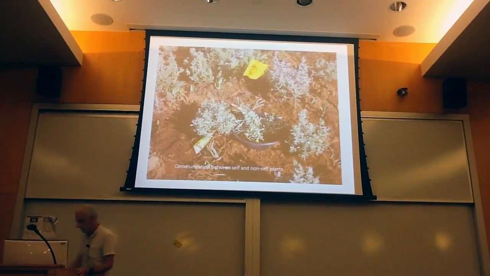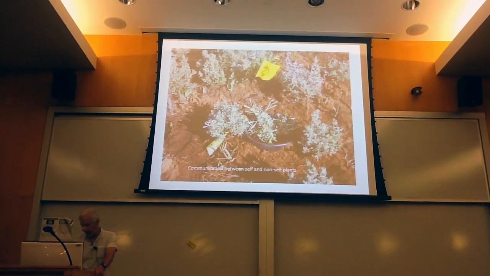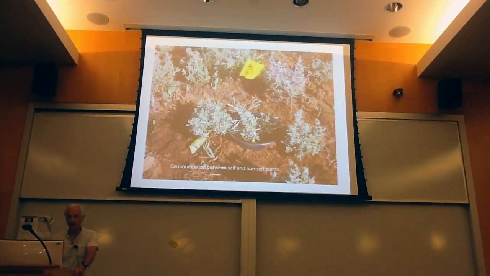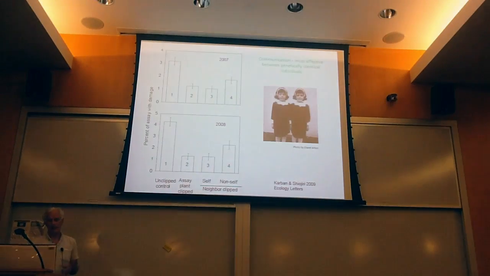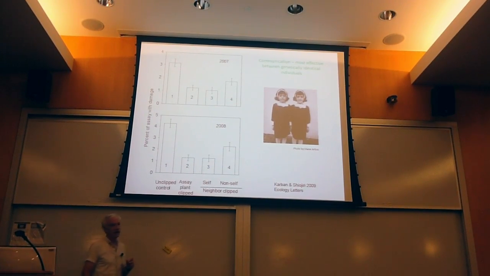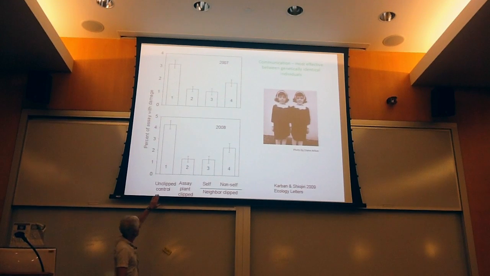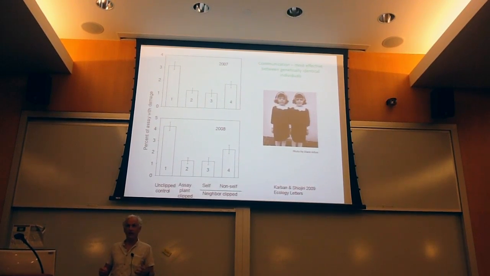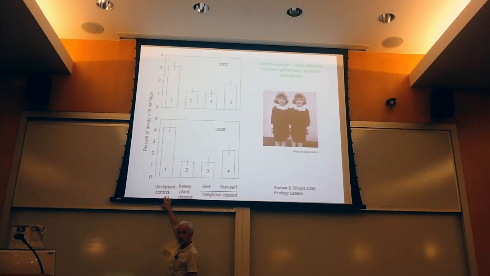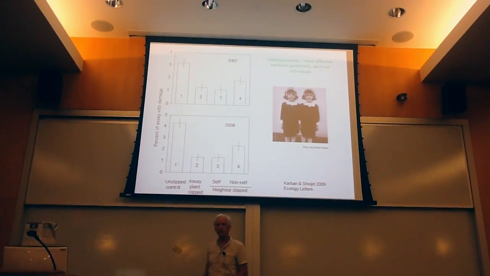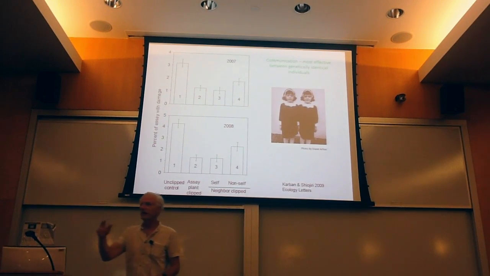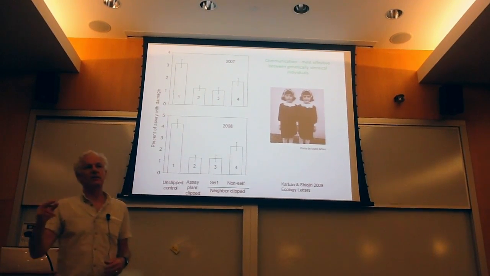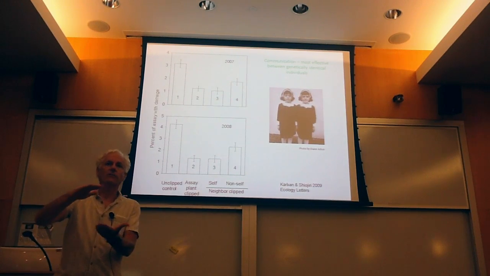And so we did this, and we also had a couple of other controls that I'll explain to you. This is a little bit of a complicated slide. So here we've got 4 treatments. We've got an unclipped control plant. That's pretty intuitive. We didn't do anything to it. And it got a lot of damage, as you can see. We have a treatment where we actually damaged some of the leaves of the assay plant. And that got very little damage.